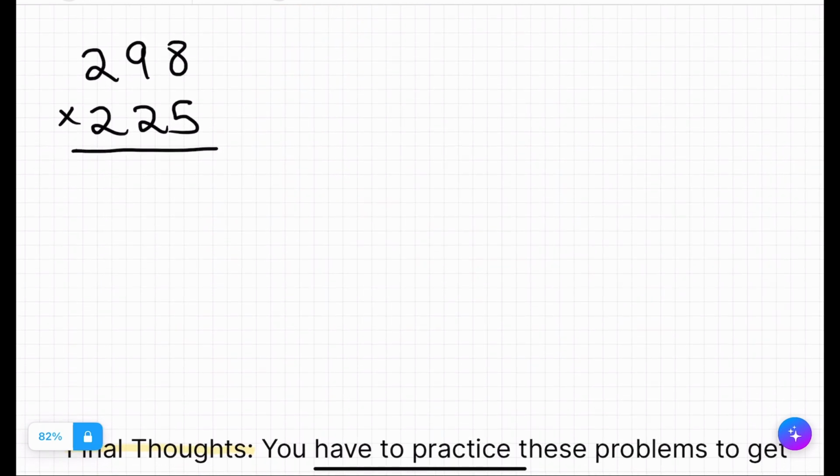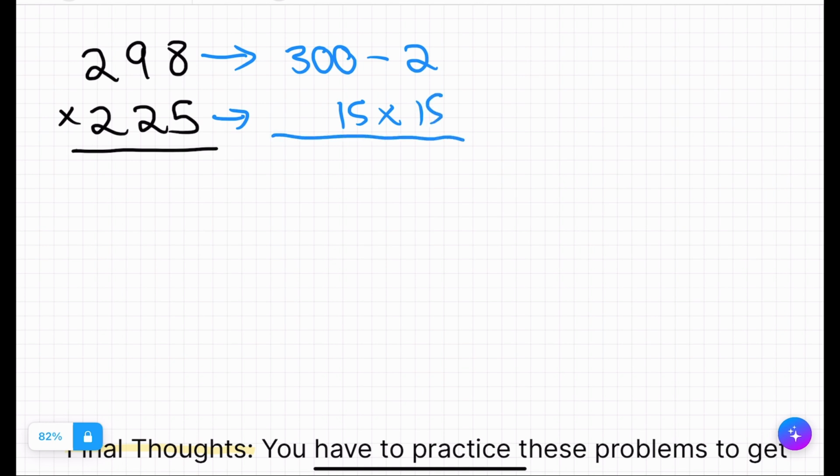All right, and then let's try this problem. 298 times 225. For this problem, I'm going to use multiple methods to solve it. So the first thing I'm going to do is take 298 and turn it into 300 minus 2. And then I can turn 225 into 15 times 15. So the first thing I'm going to do is take 300 minus 2 times our first 15.